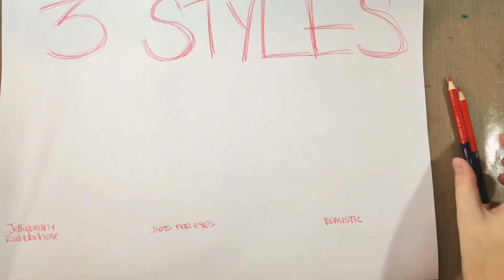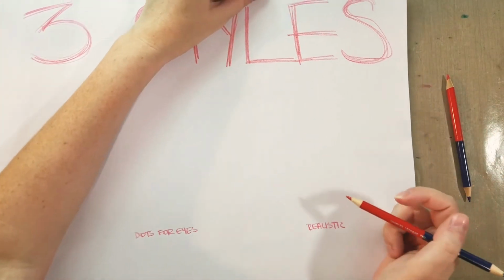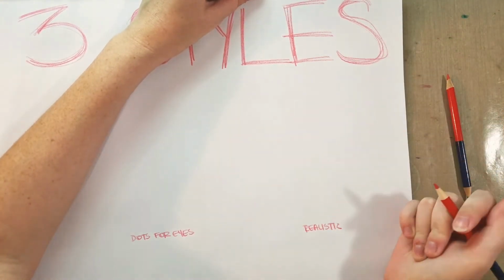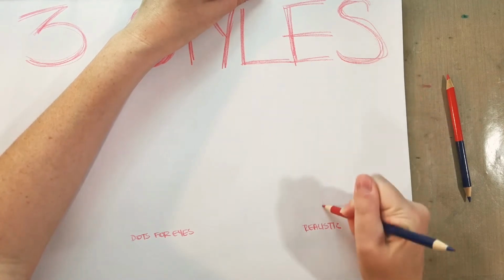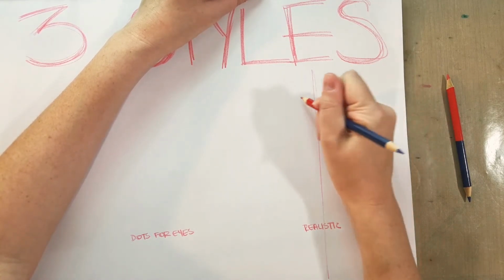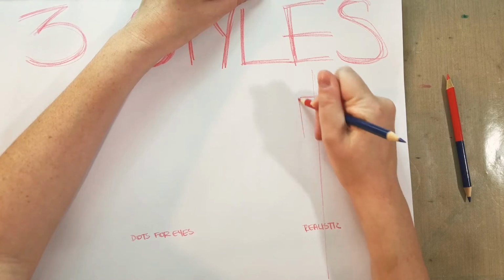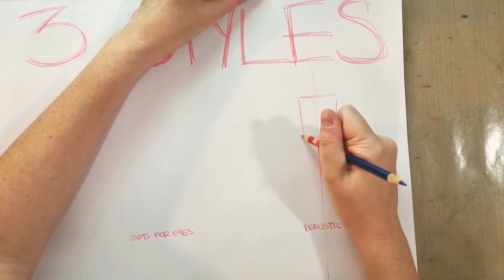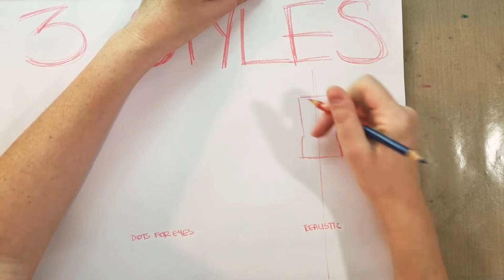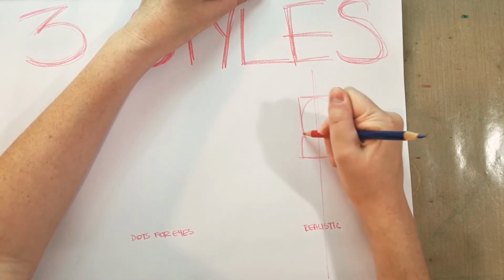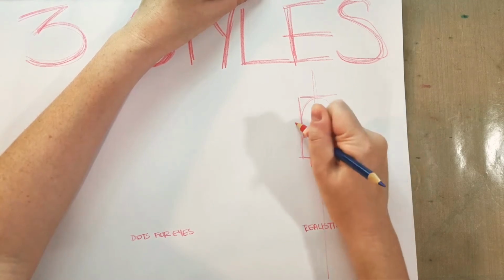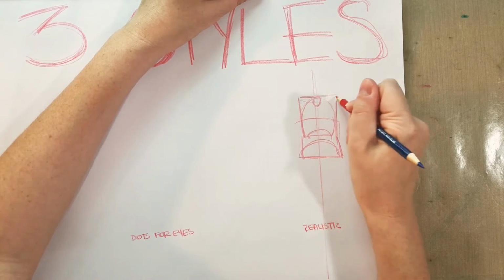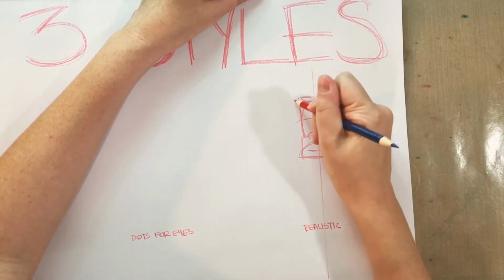So let's start with realistic. I'm going to start sketching with red and then switch over to blue to tighten my details. I've got a fairly smaller space than normal. So I'm starting with a rectangular torso, sketching in the rib cage and the pelvis, a hole for a neck, and I'll keep the movement simple, but I will have some movement.